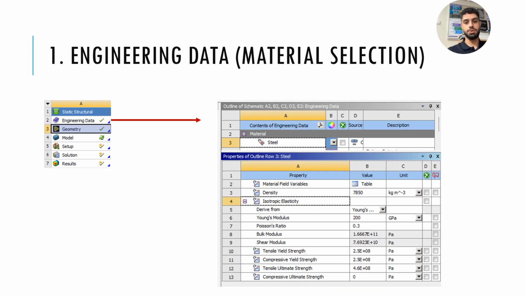So first things first, we have to declare what material our link and beam are composed of. In the previous slide, it was given as 200 GPa for their Young's modulus, and this is an attribute that's very close and common for steel. That's why we named the material steel. And in the isotropic elasticity parameters, we set Young's modulus as 200 GPa.